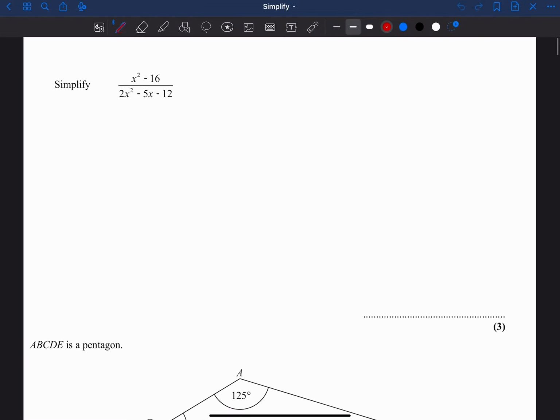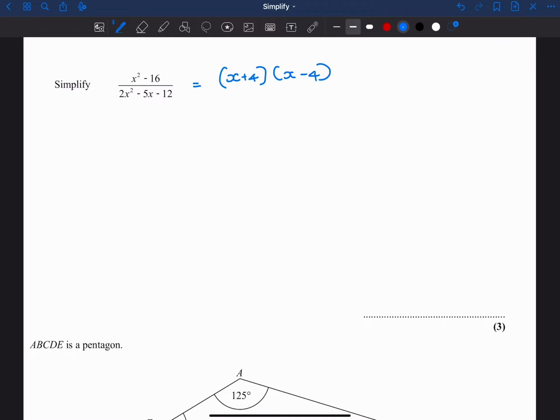Right. Let's look through all the questions on there. Now, the first one says simplify, so we have to factorize the numerator and the denominator. The top one is x squared minus 16. You know that is a difference of squares, so it will be written as x plus 4, x minus 4.